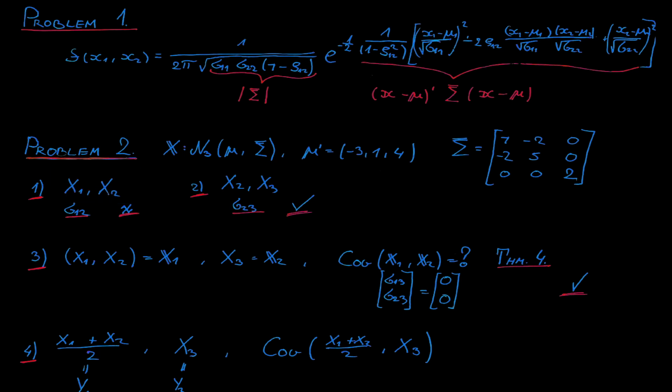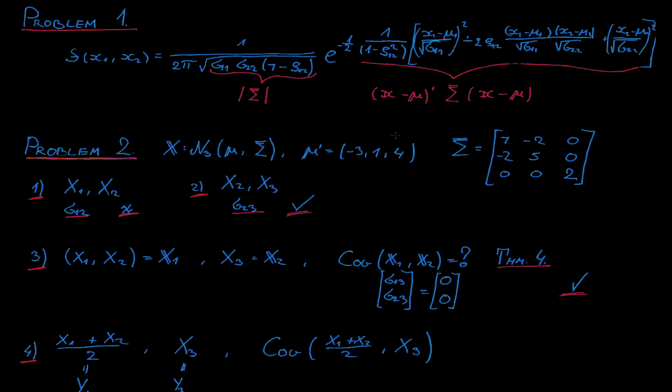In order to see if they're independent, we need to look at the x1, x2 covariance or the correlation. So we know that in the case of multivariate normal distribution, the covariance is 0 if and only if they are independent. However, in our case, the covariance is -2, so we know by this theorem that they are not independent. So x1 and x2 are not independent.